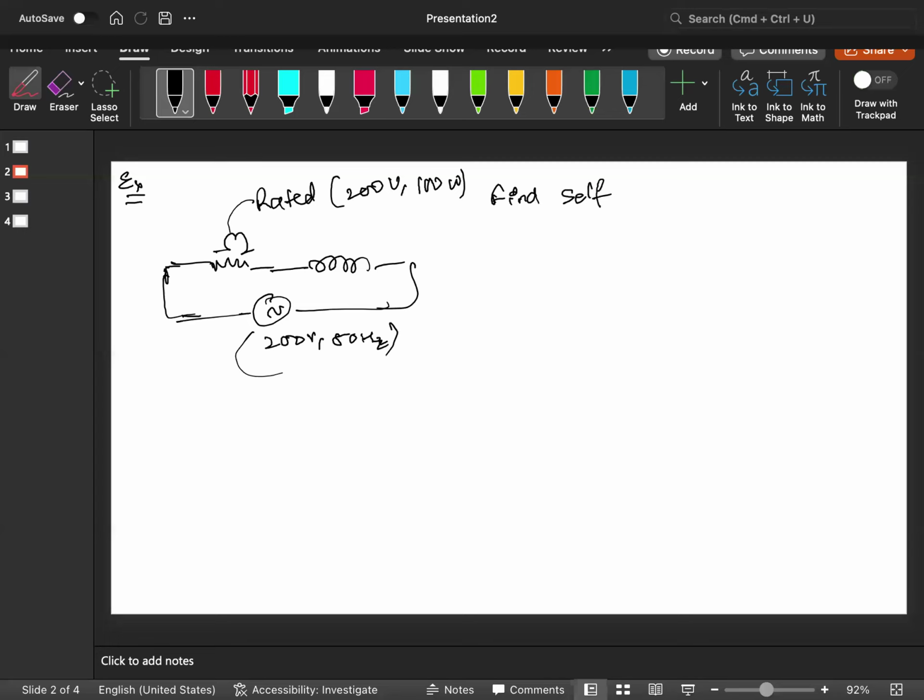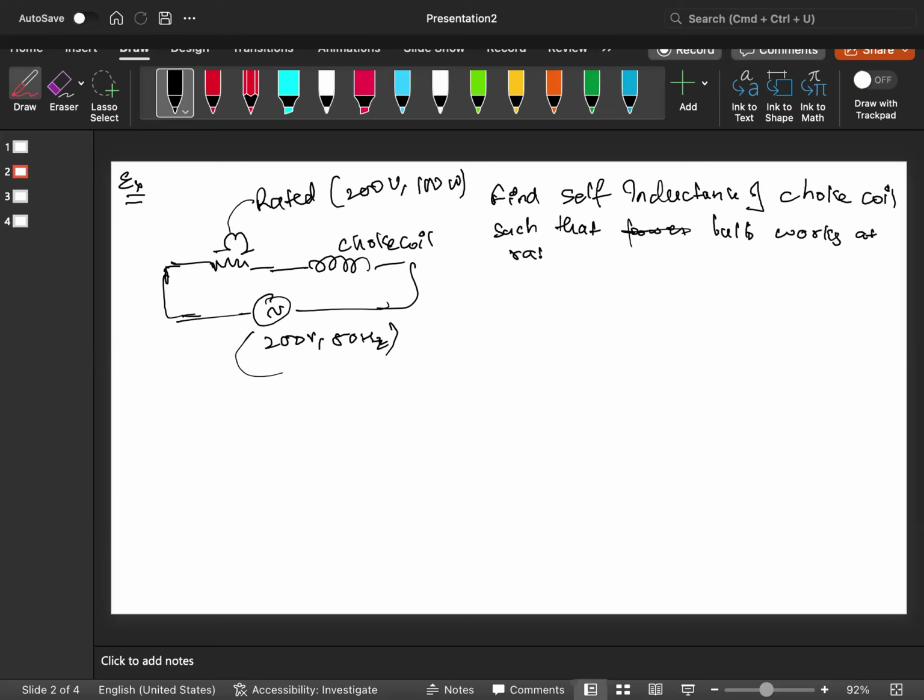Self inductance of this choke coil. Basically, this is some choke coil. So this is called a choke coil. Right now, assume this coil. It's a kind of coil, you can call it a choke coil. Inductance of choke coil. Just simply take it as a normal inductor. Don't have to go into something else. The bulb works at rated power.